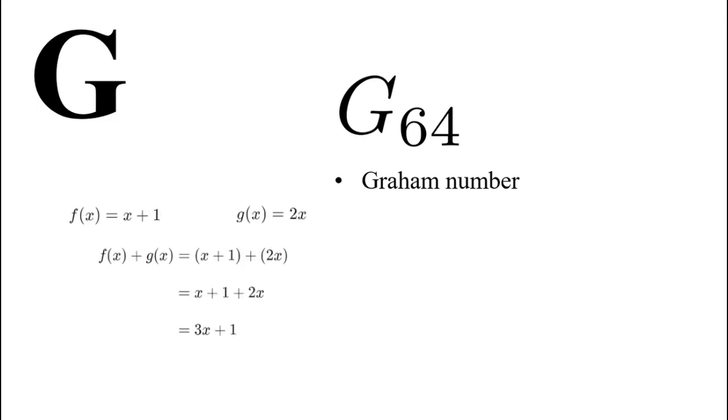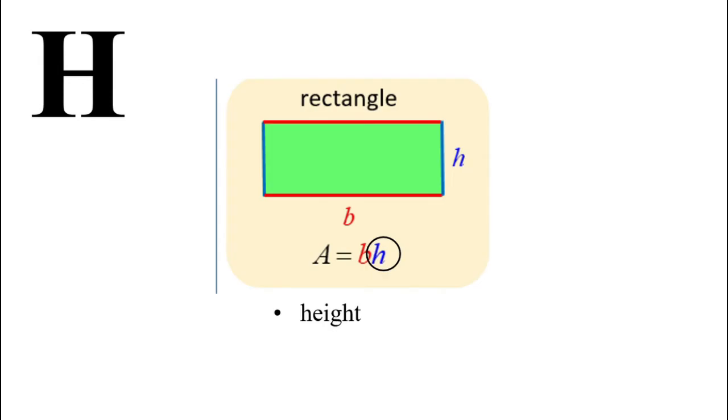G is also used to denote the second function after the first one. So if you have the first function f(x), normally you will go for g(x) as the second function. H is used to denote height in a given shape. So right here we have this rectangle having height h.